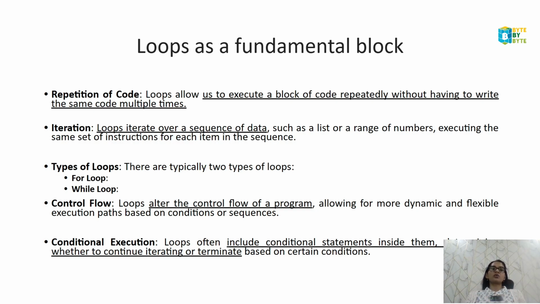It also iterates over a sequence of data. Whatever sequence of data you are given, it will iterate over it one by one and do its next thing. So this is the iteration. These are two important parts of using loops: it helps with the repetition of code, and it also helps with the iteration. There are two types of loop. First is the for loop and second is the while loop.